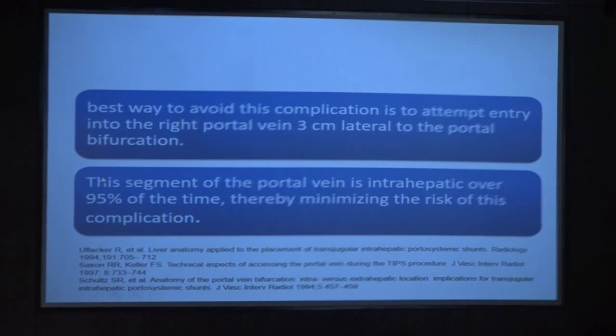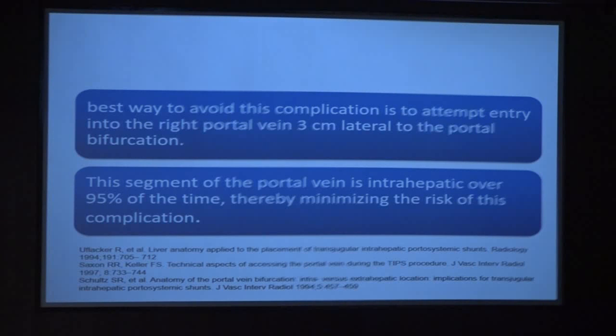The best way to avoid a portal venous puncture is to plan your procedure well and plan to puncture the portal vein 3 cm lateral to the portal bifurcation. In 95% of the cases, this will be intrahepatic, and the chances of going extrahepatic are very minimal, as the article says, 5%. But then, if you're doing this, maybe you will need the ultrasound to guide you.